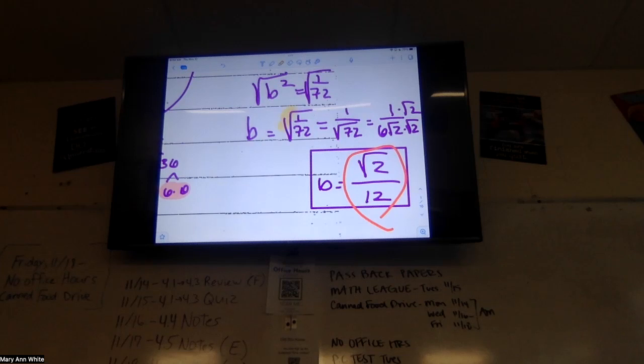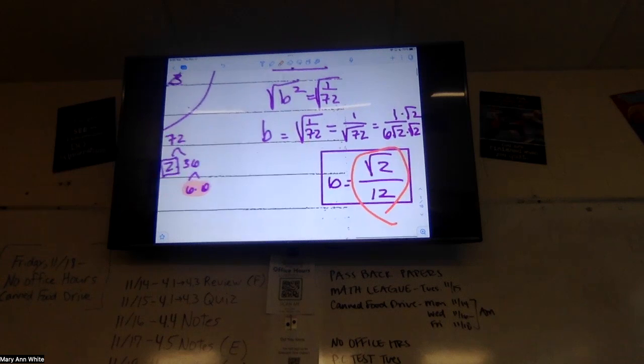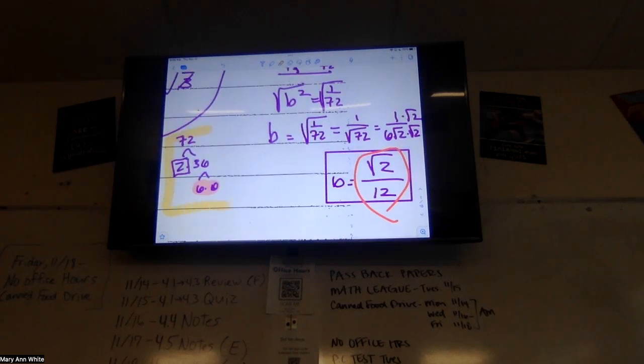When I have the square root of 1/72, I'm going to start breaking that down. The first thing I do is look at the top and look at the bottom. The top, the square root of 1, is just 1. And then the square root of 72, we're actually going to have to simplify that down. I made a little factor tree off to the side over here. Square root of 72 becomes 6√2.